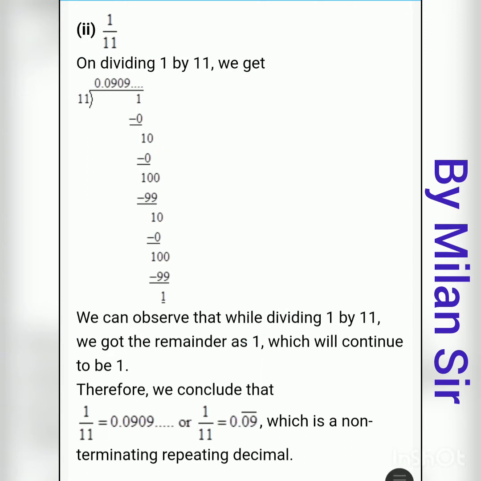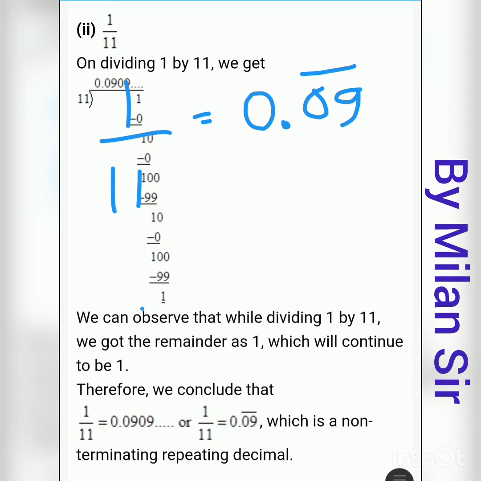We can observe that while dividing 1 by 11, we got the remainder as 1, which will continue to be 1. Therefore we can conclude that 1 upon 11 is 0.0909090909 continuous. We can represent this answer 1 by 11 in the form of 0.09 with a bar. That means whatever digits repeat, we put one bar sign over them.